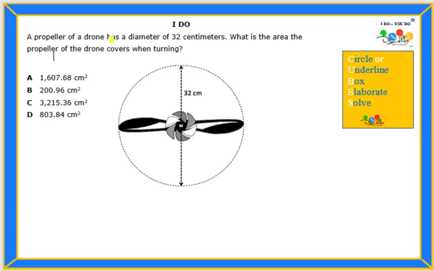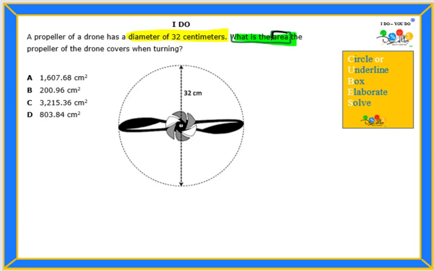A propeller of a drone has a diameter of 32 centimeters. What is the area the propeller of the drone covers when turning? So our question is, what is the area the propeller of the drone covers when turning? And if we look at the picture, we can see that as the propeller is turning, it is creating a circular area. So we're looking for the area of a circle.